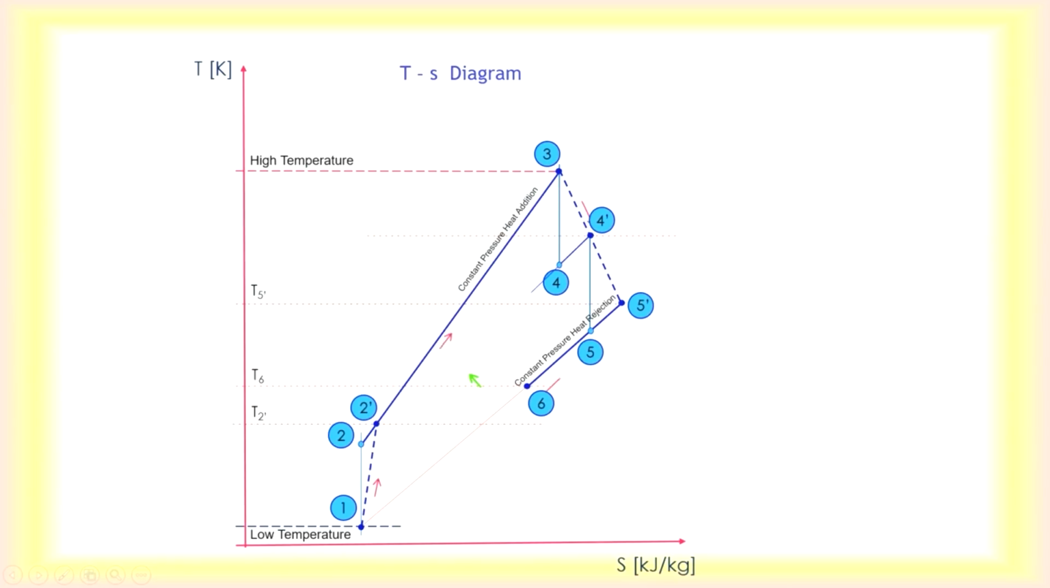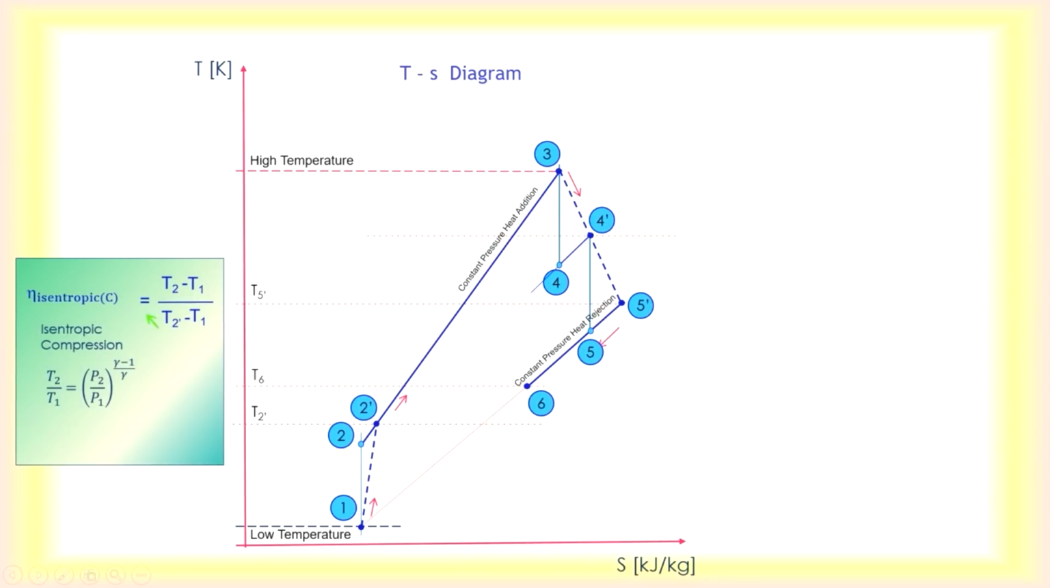Unless you are referring to an ideal gas turbine unit, then you will have to draw this line from 5 back to 1. For the ideal gas turbine cycle, you don't have 5 prime, 4 prime, and 2 prime. You straight away have 1 to 2, 2 to 3, 3 to 4, and then 4 to 5 straight down, and then back to 1. That is the ideal gas turbine cycle.